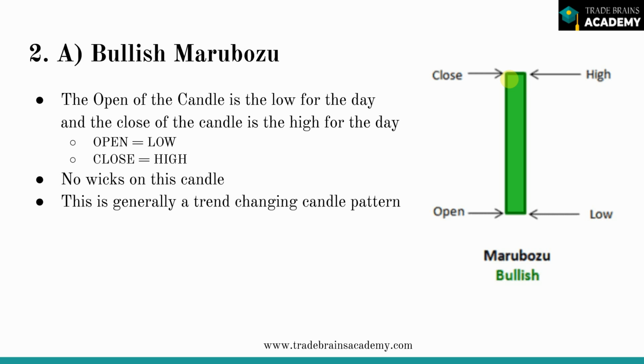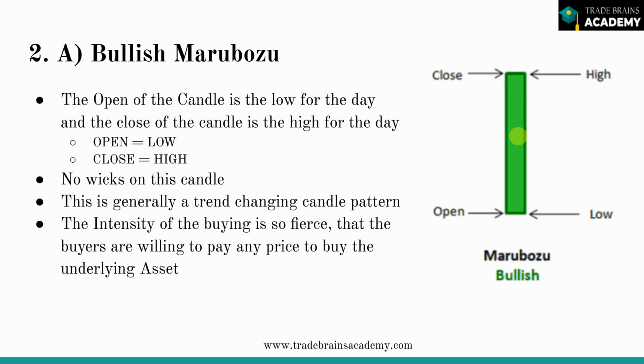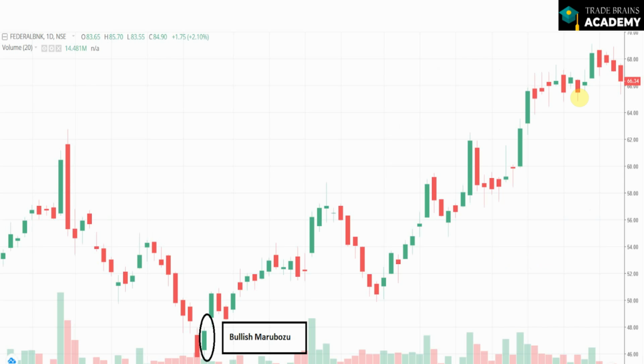This is generally a very trend-changing pattern. The intensity of buying is so fierce that the buyers are willing to pay any price to get in the market. They're even willing to buy at the high of the day, and they're expecting more strength in the market to continue. That is the power of a bullish Marubozu candle: the buying keeps happening at each and every price level. This is a simple example of a bullish Marubozu candle.